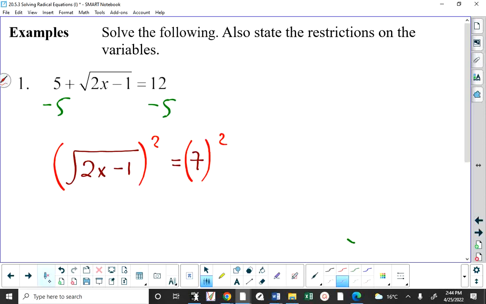Remember, an equation is still valid whenever you perform the same operation to both sides. That's why I can subtract 5 from both sides. I could multiply both sides by 1,000,000 if I wanted to. I could add pi to both sides, or I could square both sides. When I square the left-hand side here, I get 2x minus 1.